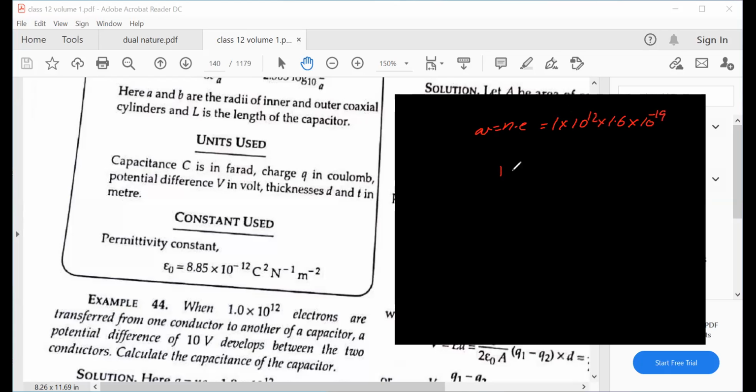And we know the voltage. Voltage is nothing but your potential difference, which is 10 volts. We need to find the capacitance. Capacitance C is equal to Q by V, which is equal to 1.6 into 10 power minus 7 divided by 10. So the answer is 1.6 into 10 power minus 8 farad.